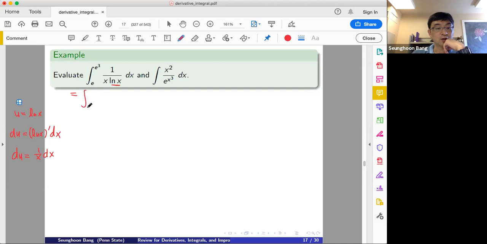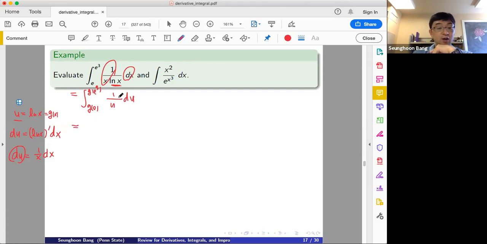This is the integral. Let me see. We can also write this with g of x. The bottom limit is e and the top limit is e cubed. 1 over ln of x is 1 over u, and 1 over x dx is du. We have a simple form. Next, find the antiderivative.